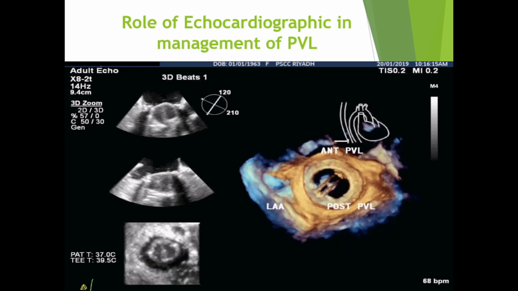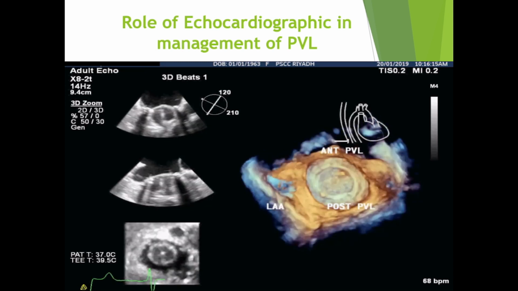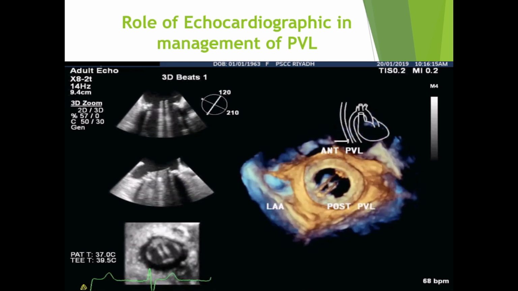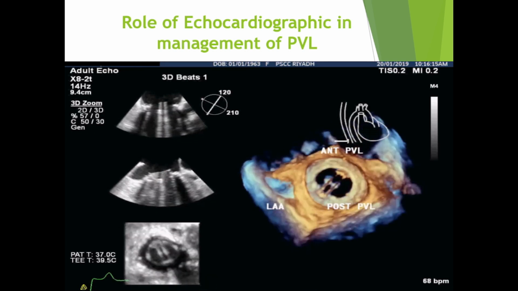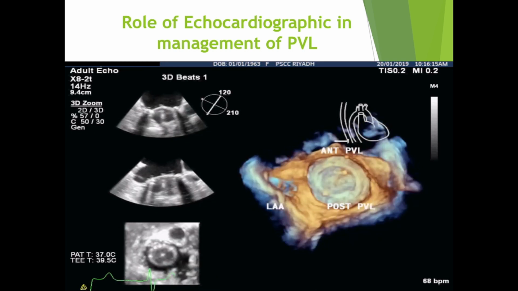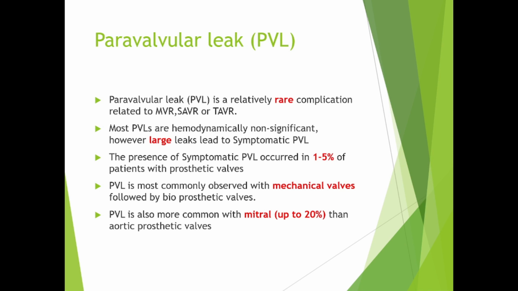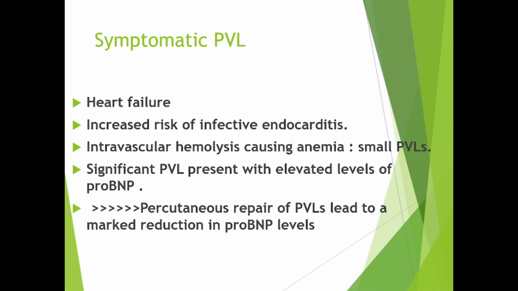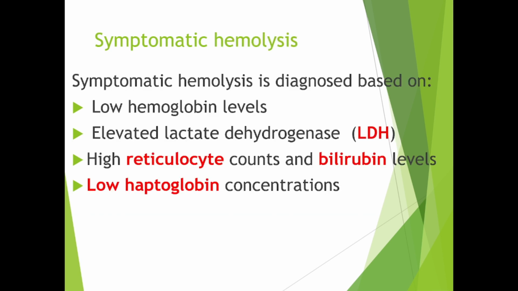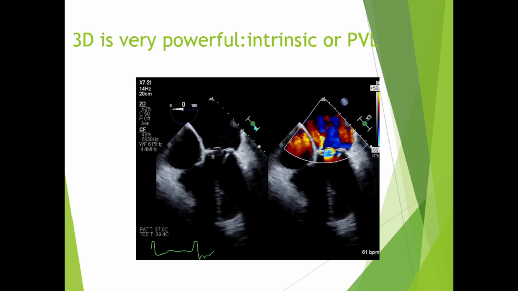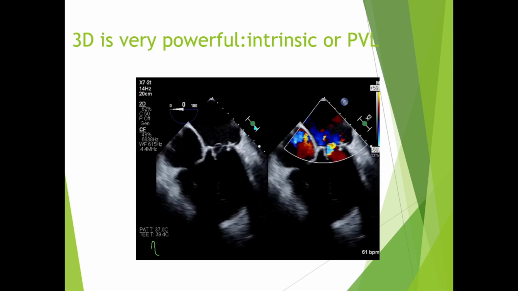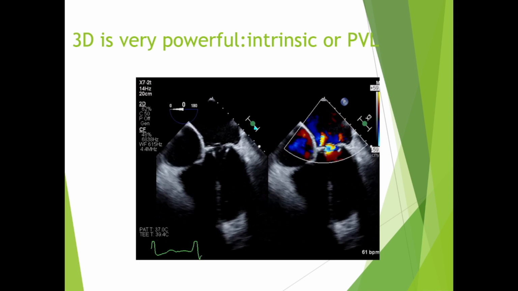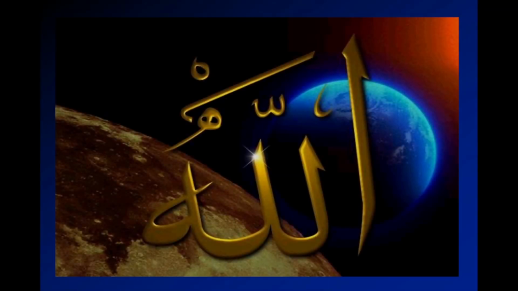Okay, so echo is very important. 3D echo is complementary to 2D echo. You have to include the landmark, and it is rare, but 1 to 5 percent will be symptomatic. The causes are infective endocarditis and technical issues. They are symptomatic if you present with heart failure, anemia, and symptoms of hemolysis. This echo is very powerful in this patient. You can see there's a tissue valve and there are multiple jets.